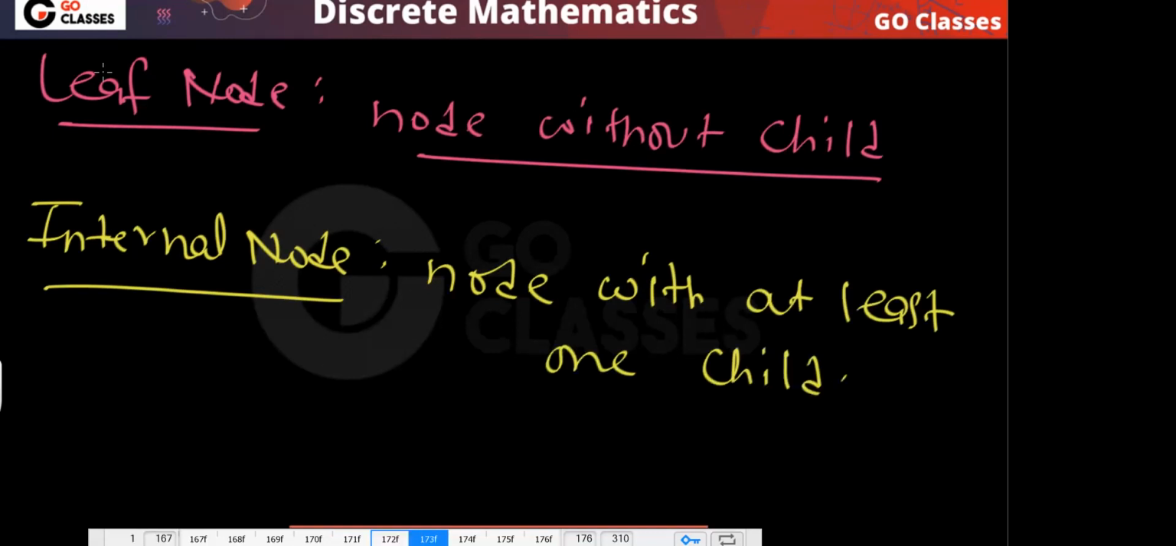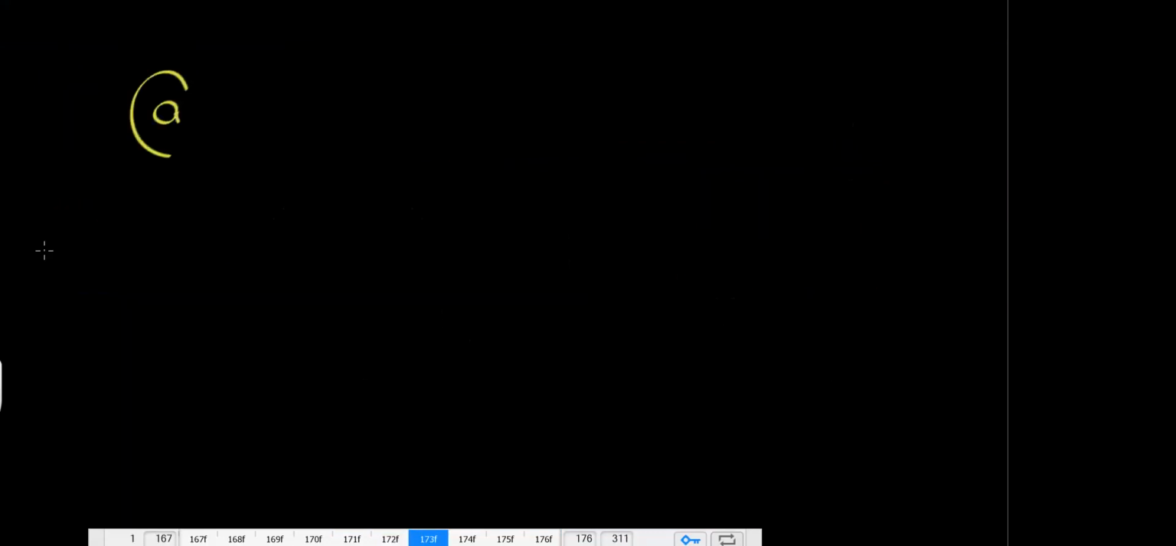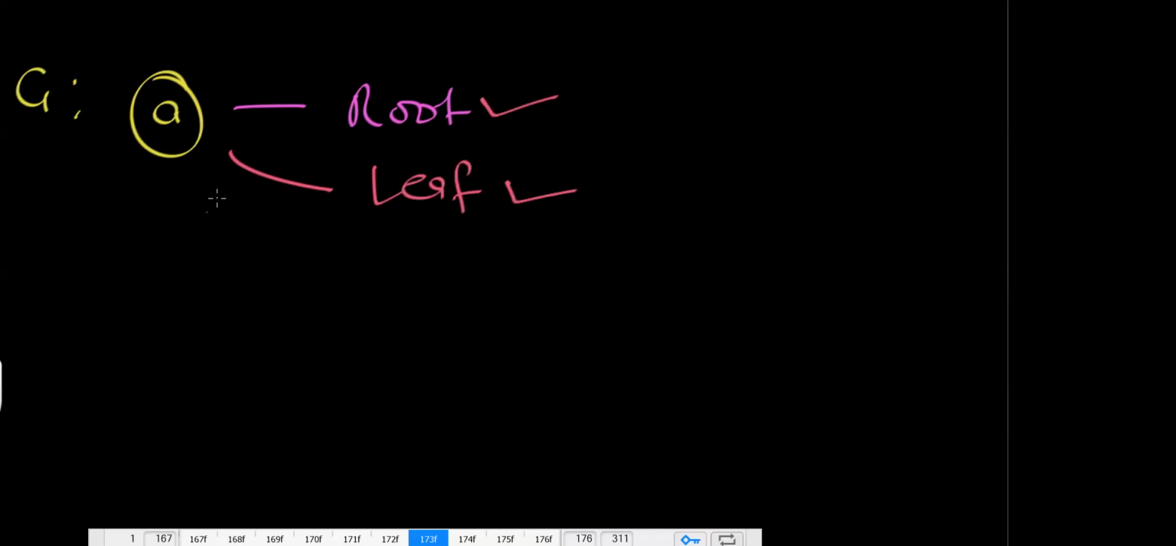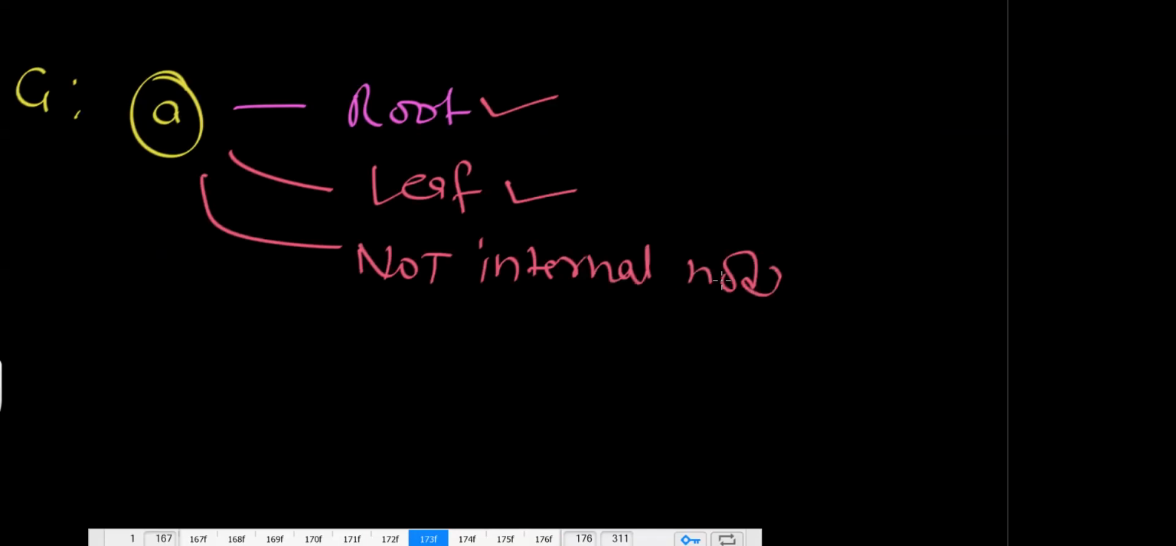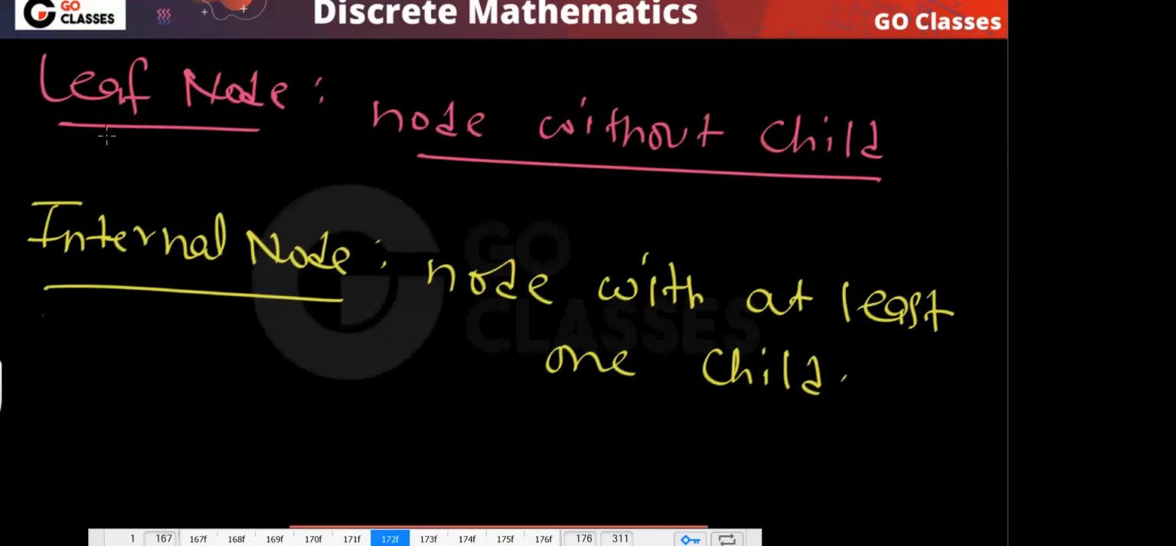Okay, tell me, if I give you this rooted tree, is this a leaf node or what? You know this is the root node. Is this a leaf node or an internal node? What will you call it? This is the root node. This is a leaf. This is not an internal node, because an internal node means at least one child. So this is the definition: an internal node means a node with at least one child, and a leaf node means a node without a child.